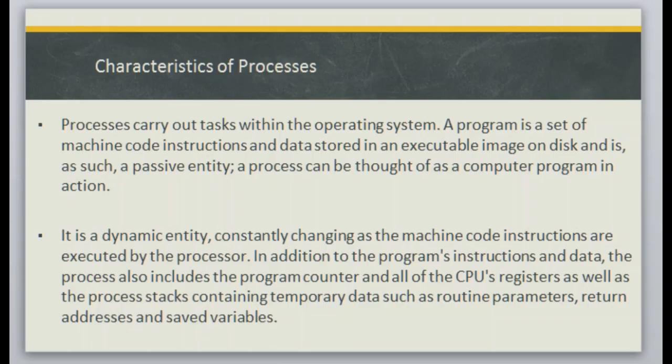So let's go ahead and look at characteristics of processes. Processes carry out tasks within the operating system, and a program is a set of machine code instructions and data stored in an executable image on disk, and is as such a passive entity. A process can be thought of as a computer program in action. It is a dynamic entity, constantly changing, the machine code instructions are executed by the processor. In addition to the program's instructions and data, processes also include the program counter and all the CPU's registers, as well as the process stacks containing temporary data, such as routine parameters, return addresses, and saved variables.